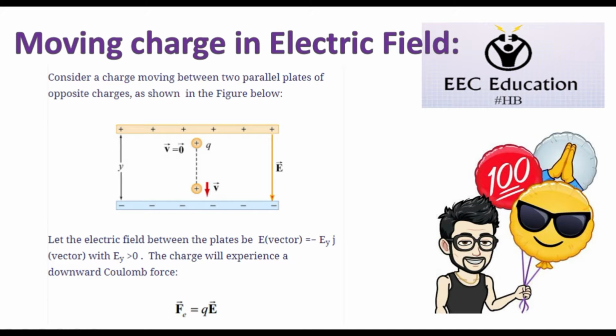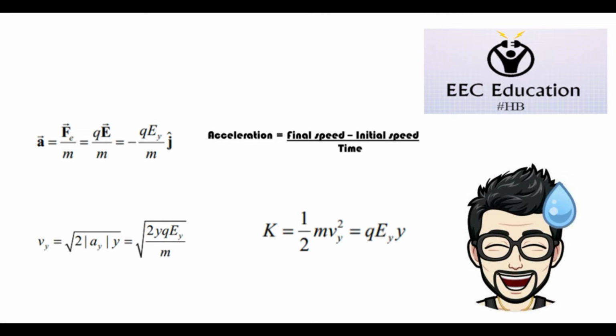Also, we can realize that this particle is moving downward with an acceleration in y direction only. According to Newton's second law, the net force will cause the charge to accelerate with an acceleration Ay. So we can obtain the acceleration formula by dividing F over the mass of the particle.